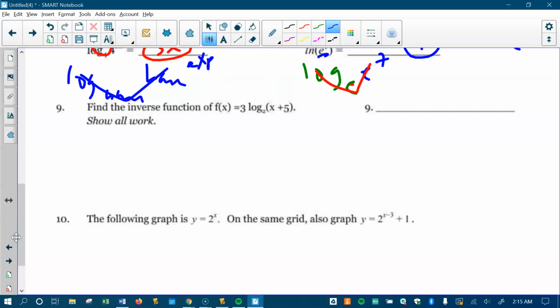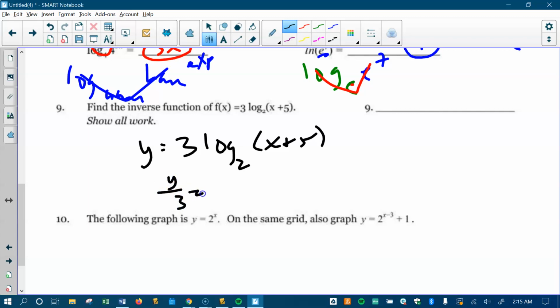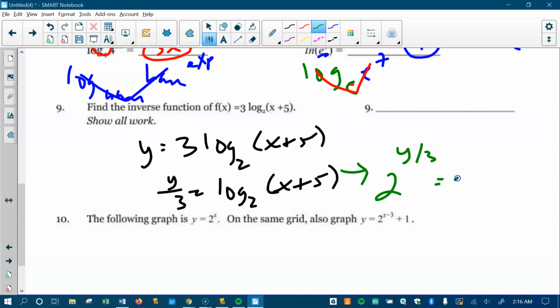Number 9, find the inverse function. I didn't actually do this with my class, but we can still do it anyway, because there's nothing actually new here. F of x is y, so I get y is equal to 3 log base 2 of x plus 5. Let's divide by 3 first. So we have y over 3 equals log base 2 of x plus 5. And now convert this to exponential form. We use the base to the exponent: 2 to the y over 3 equals x plus 5. And now solve for x.